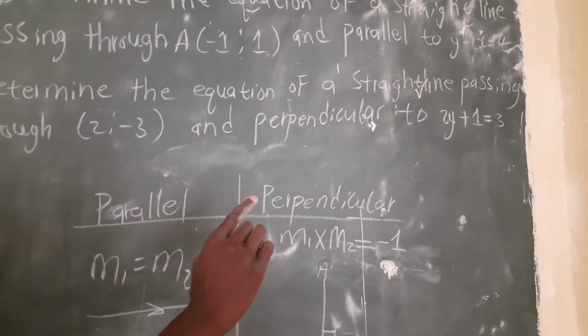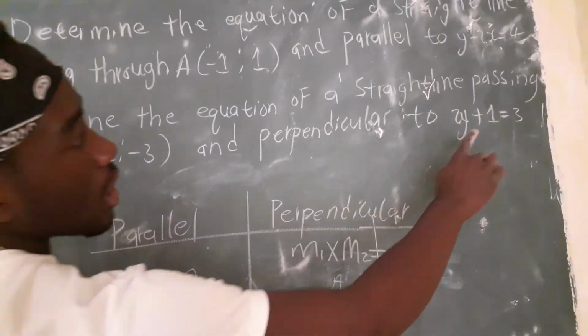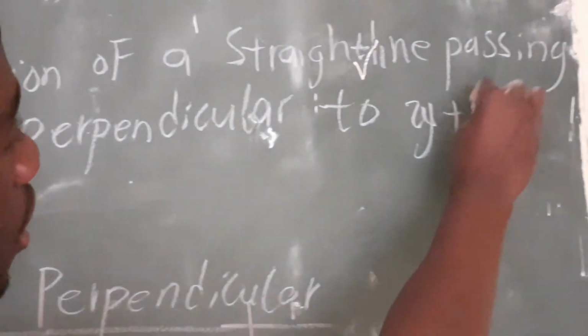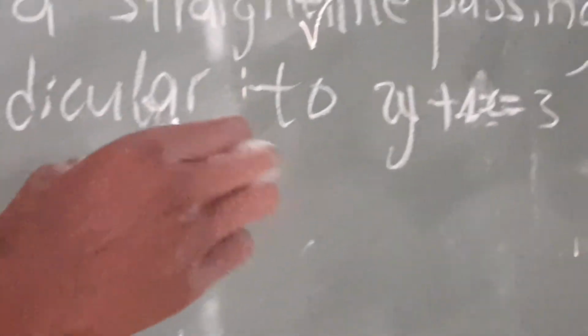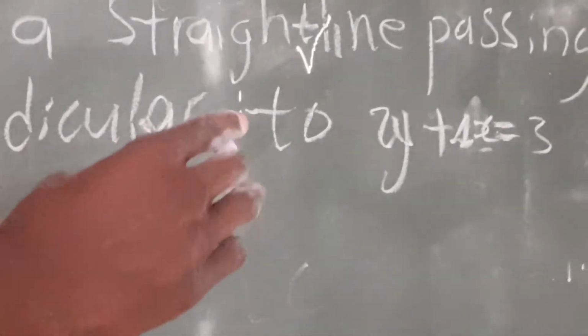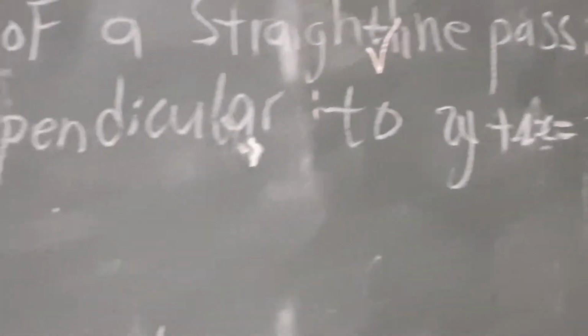And sorry guys, here I did a bit of a mistake. I left my x here. This is supposed to be 1x. Now we are going to try to make y the subject of the formula.